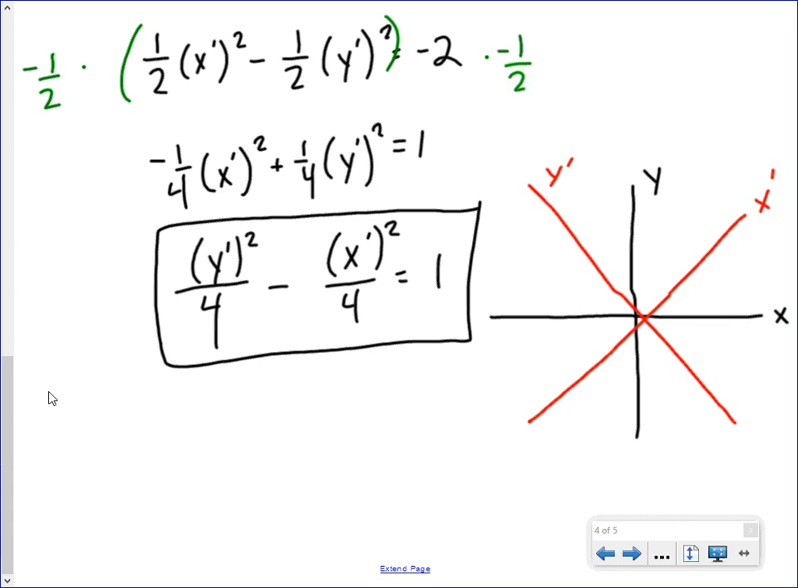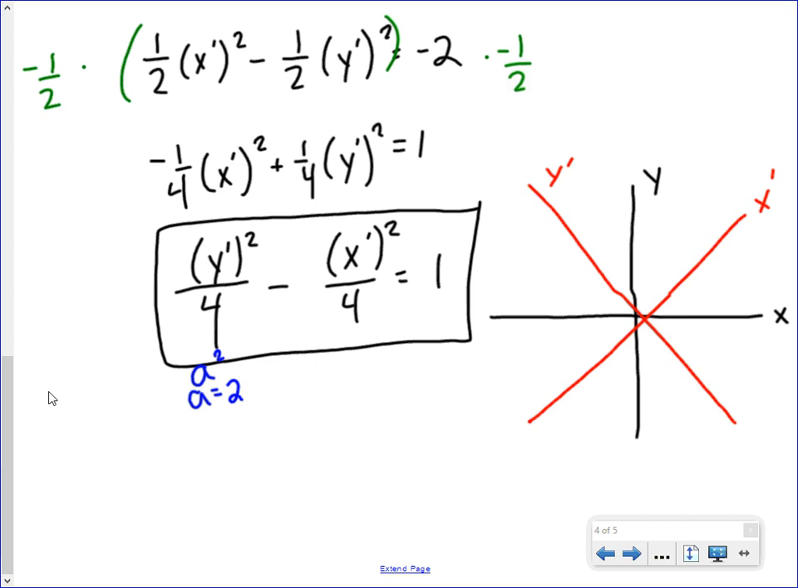This is a hyperbola. Which value is your a squared? A squared is 4. Which 4? Left 4, the one in front. So a squared is 4. That means a is 2. And a is paired with which axis? Y prime. So I want to go to my y prime axis, and I have a center point at 0, 0.